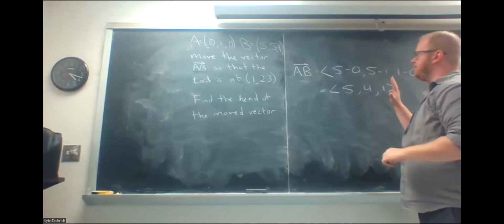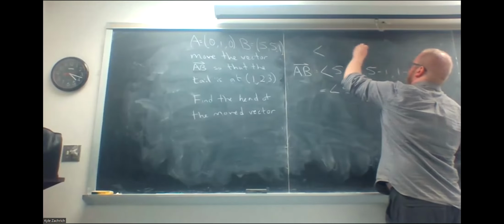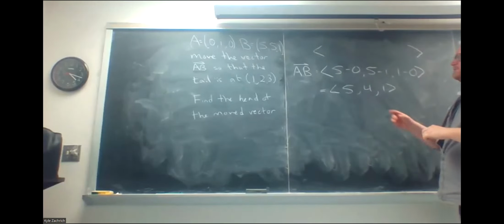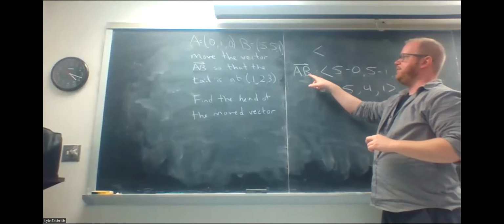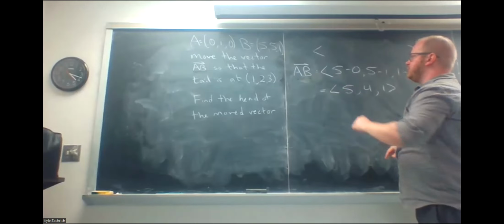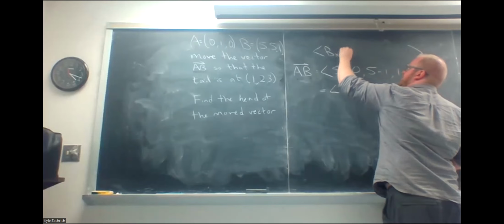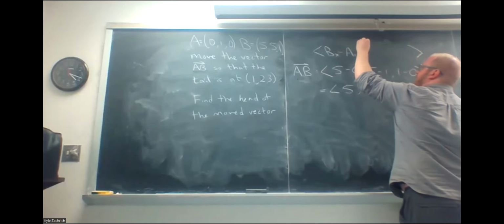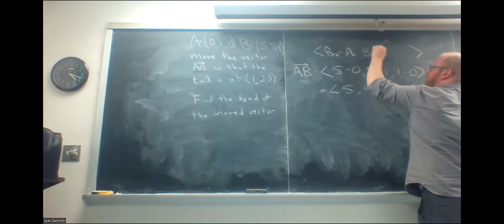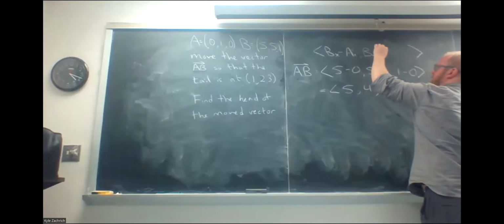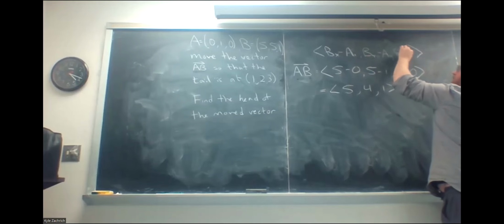If you think about what you're doing with this, in each of these instances, you're looking at the x, y, and z components of B and A. So this is Bx minus Ax. This thing here is By minus Ay, and Bz minus Az.